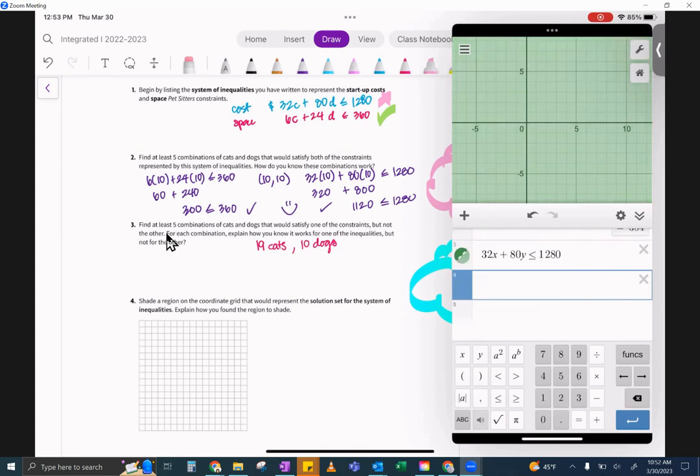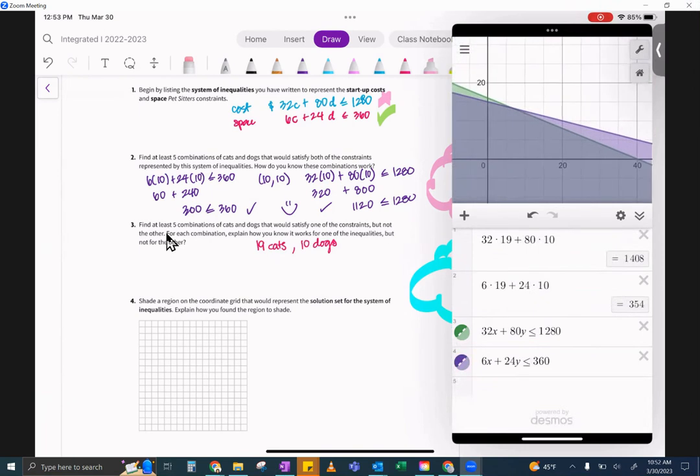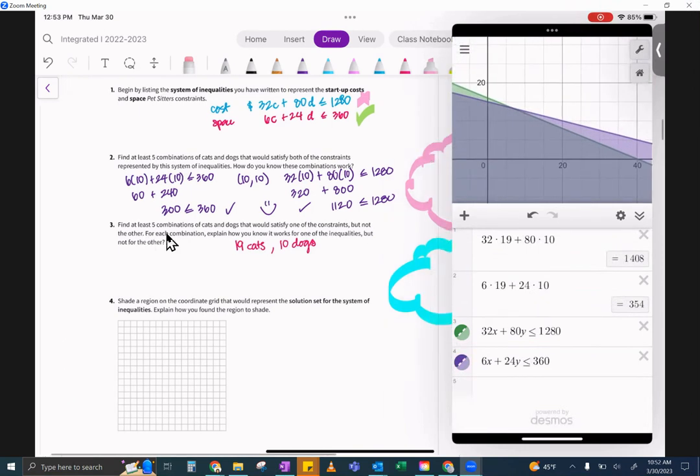And then the second one is 6x plus 24y is less than or equal to 360. Okay, and we get these two. So that's why, if you notice, can you look for this point? Look for your points right now. Look for your points here. Where are they on this graph?